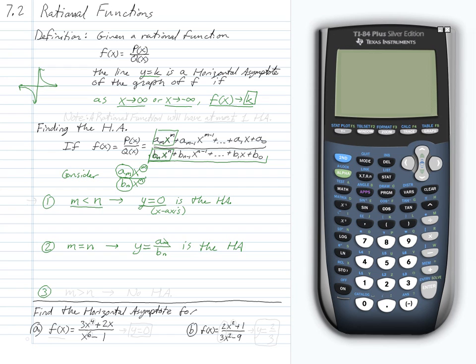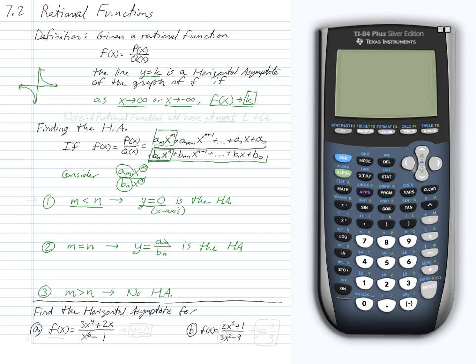The third is actually kind of nice for right now. If the power or the degree of the numerator is greater than the degree of the denominator, for instance, if I had a cubic over a quadratic, then we say that there is no horizontal asymptote. So we'll leave it at that. We'll say there's no horizontal asymptote. So, no horizontal asymptote to worry about in this case.